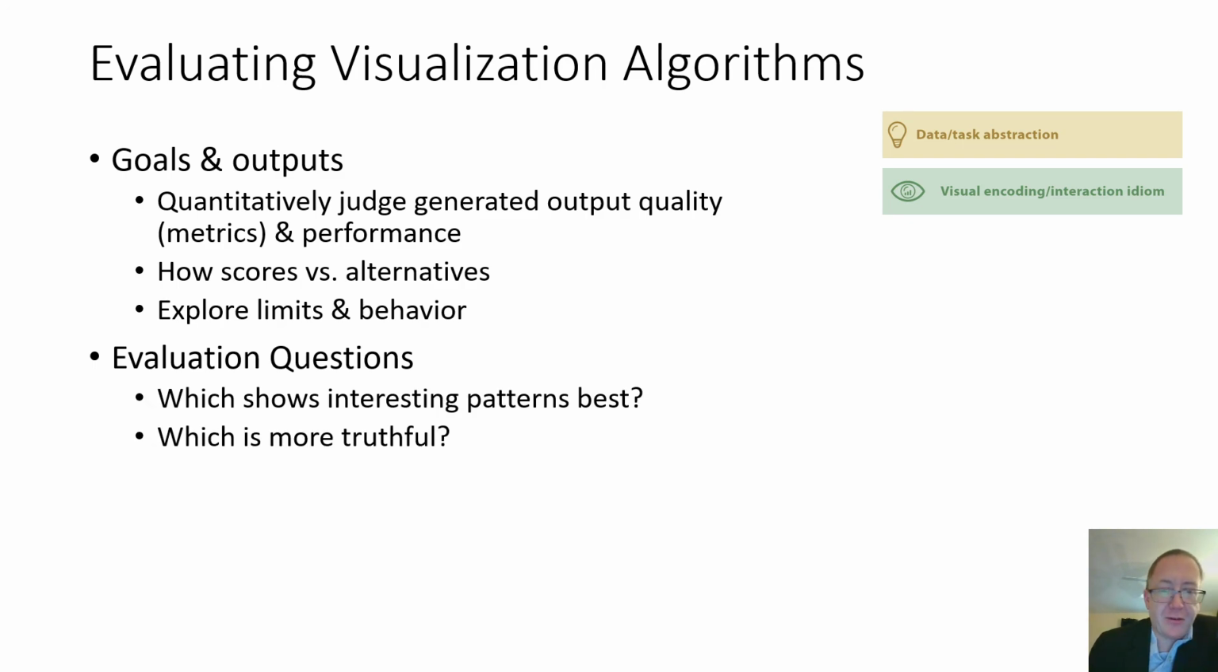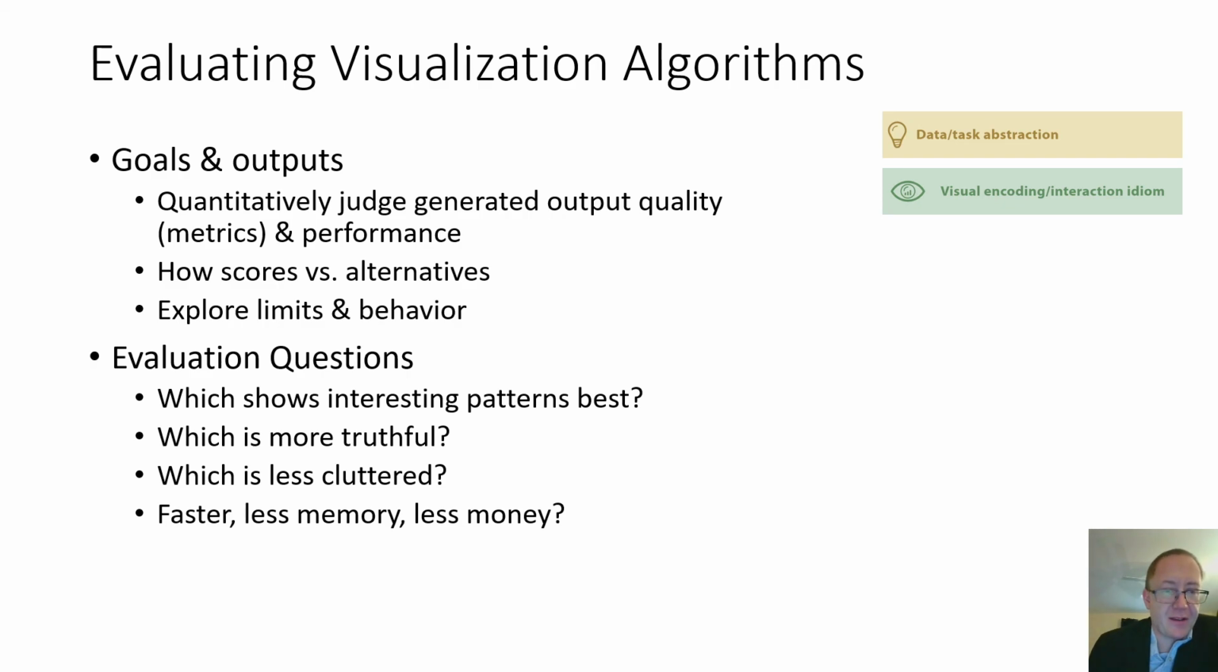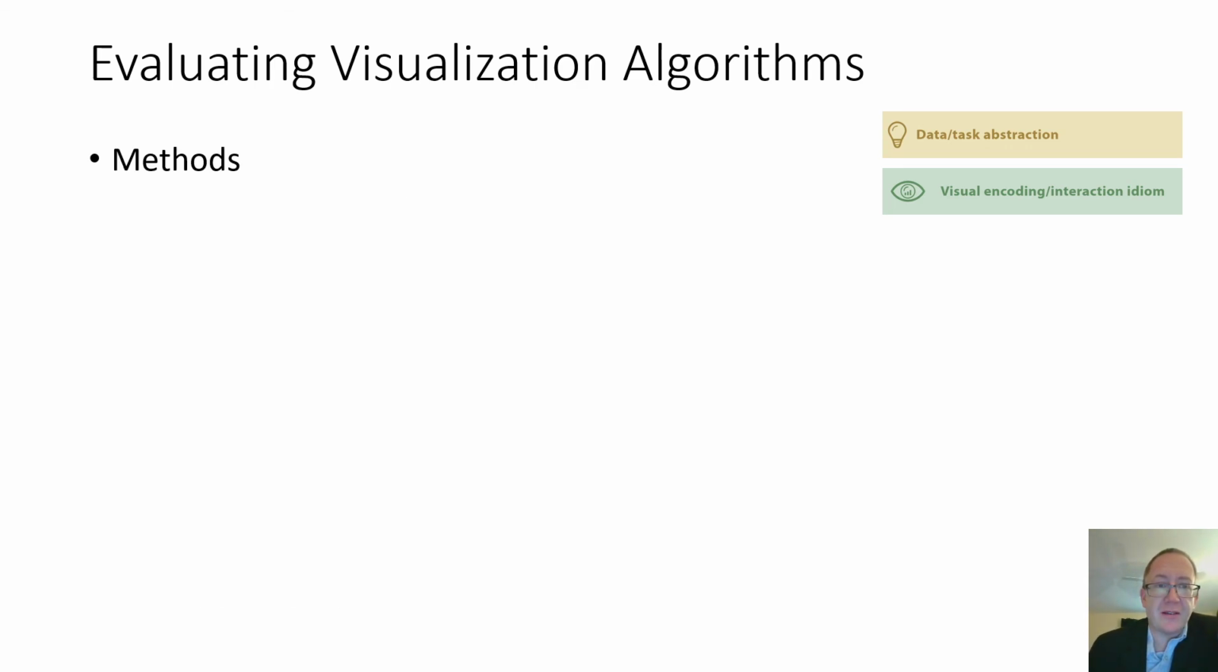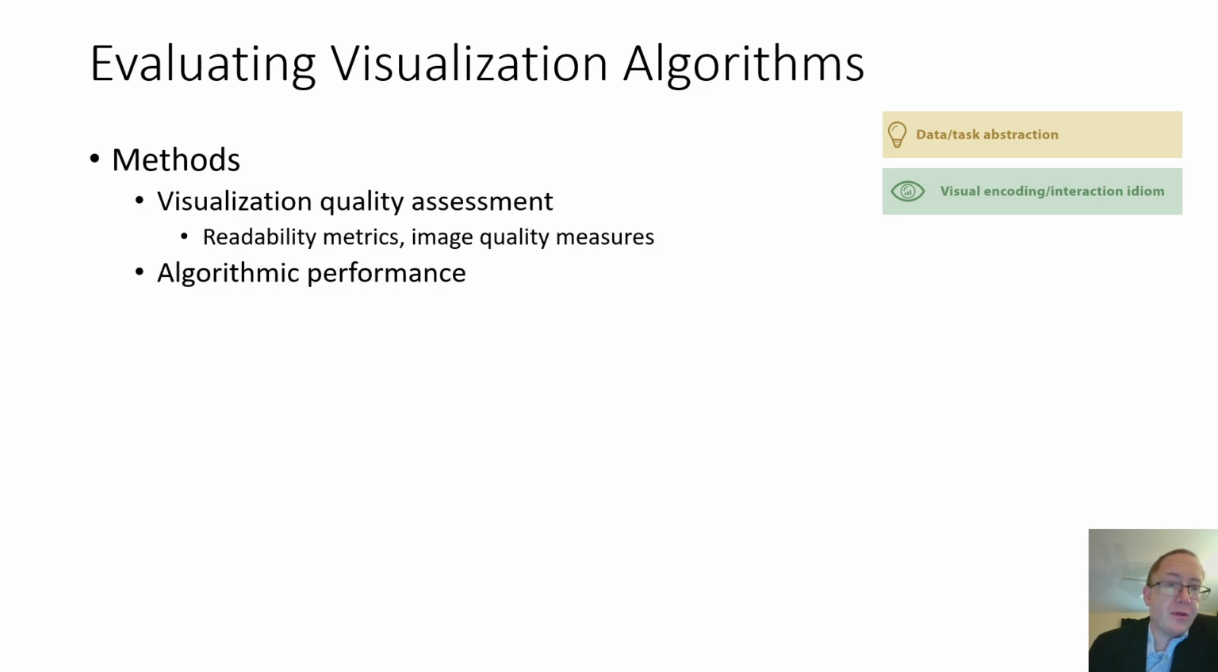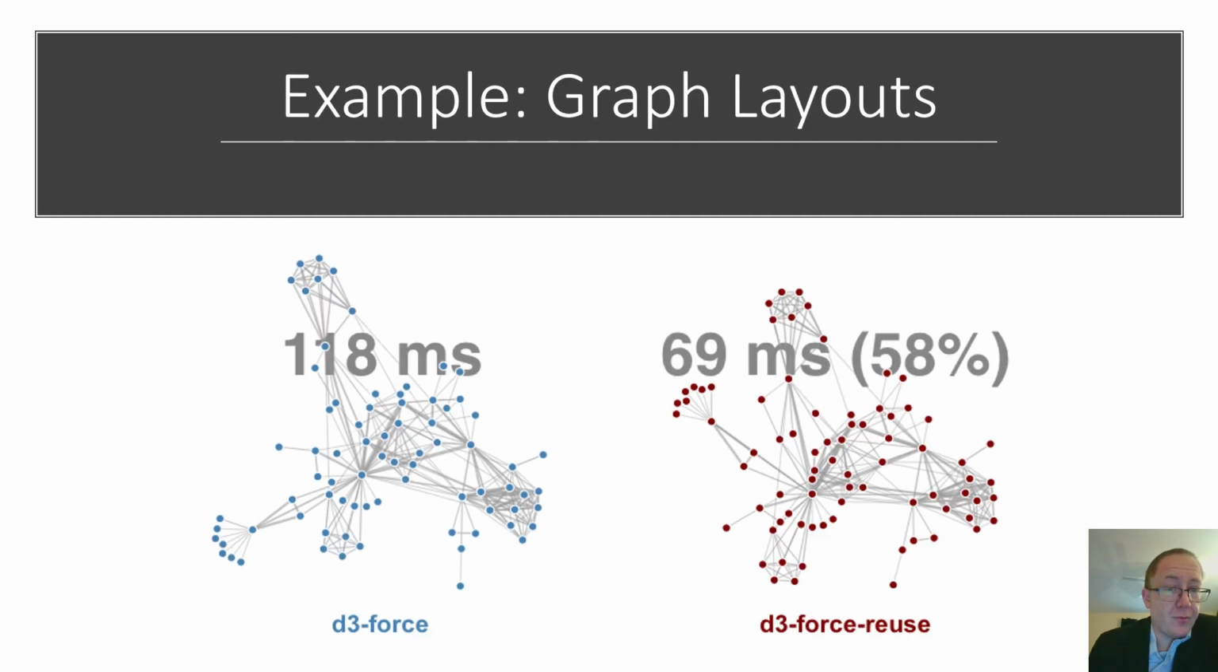Which patterns are best or more interesting, which is more truthful of the visualizations, is some less cluttered than others, that sort of thing. Is it faster, less memory, less money to make? Does it scale to terabytes of information? And what kind of extreme cases do you have? So normally you're looking at visualization quality assessment, like readability metrics. You can just do algorithmic performance, look at complexity and corner cases, how much data is required, or even the wall clock speed, like benchmark data.